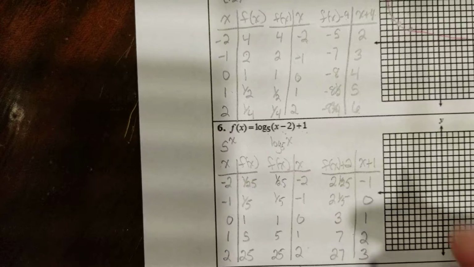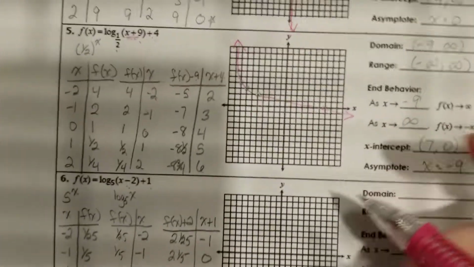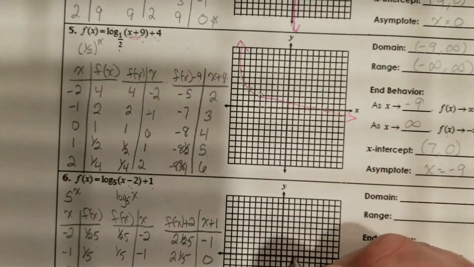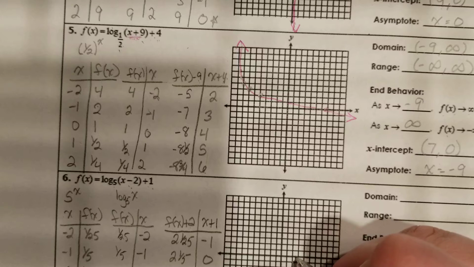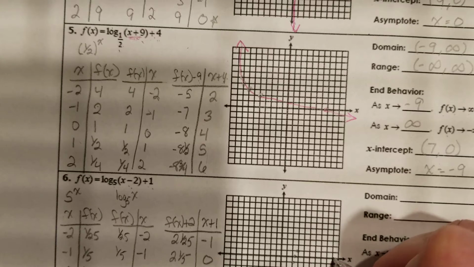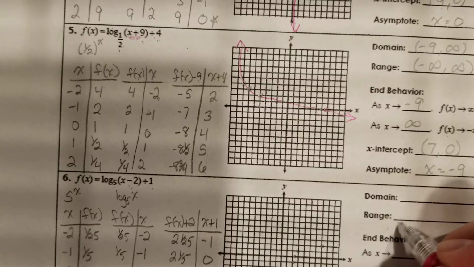All right, so we're going to graph those. So you kind of have to guess where 2 and 1/25 is at. Basically, just go super close to 2. 2 and 1/5 is 0. 3 and 1. 7 and 2. Then 27 and 3 is clear out here somewhere.